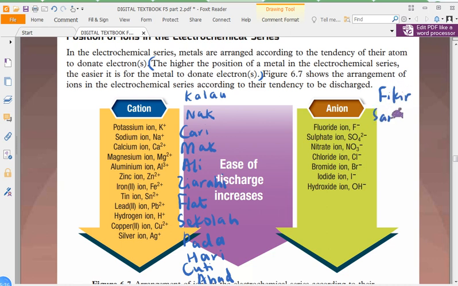S sampai na, okay, cirit, irit, I, okay. Okay, ataupun I pun boleh ya. So bermaksud kamu fluoride ion fikirkan F, sulfate ion S, nitrate itu N, Cl2 cirit, okay, bromide pirit, iodide I, hydroxide O. Hydroxide OH minus is okay. So kamu boleh fikirkan, okay, if you can find other ways to memorize, you are welcome to do so.